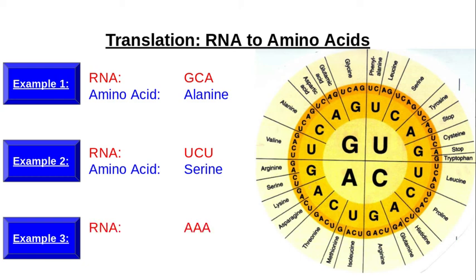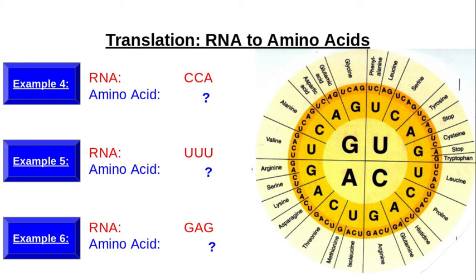Example 3, we are given AAA. Pause the video and see if you can find the amino acid that goes with the RNA AAA. The amino acid that goes with AAA is lysine. Once again, we start in the middle and work our way out in that quadrant. So here is A, next level is A, third level for A is lysine.